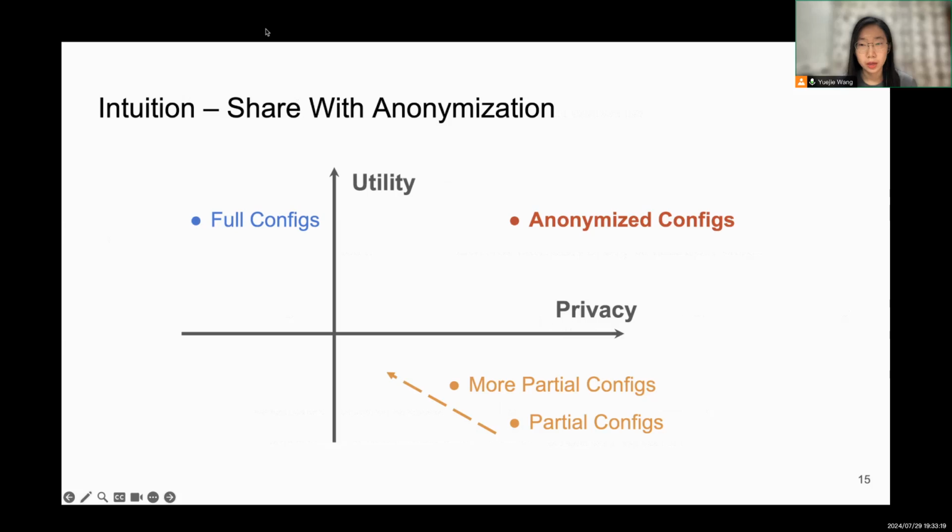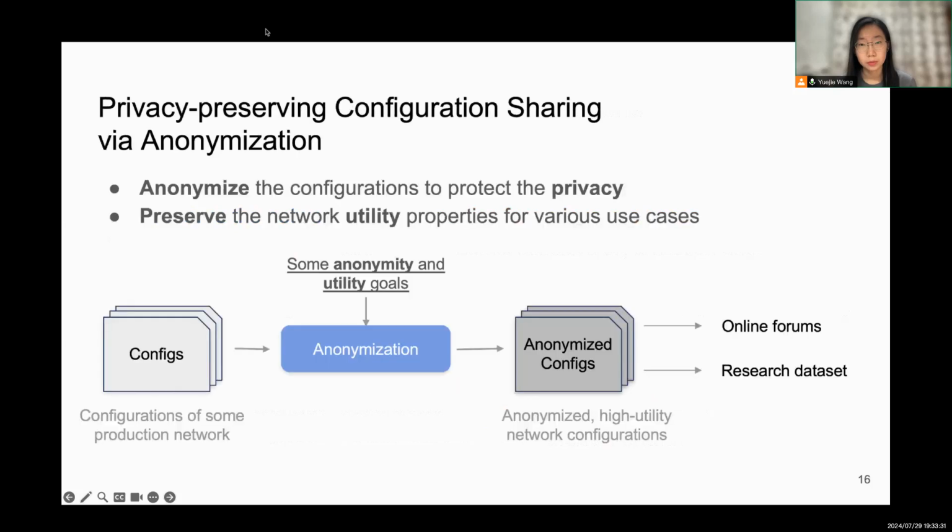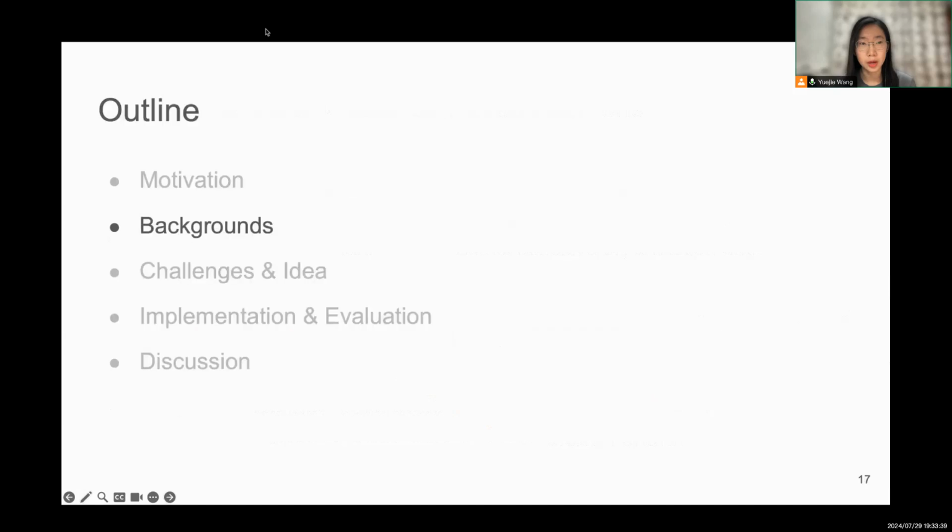Both the industry and the academia need a way to share the configuration of a production network without compromising the privacy of its owner. Our intuition is to use anonymization to solve this problem. Specifically, our solution needs to anonymize the configuration files for privacy concerns while preserving their utility for various use cases at the same time. In this talk, I will first introduce the background of network anonymization.